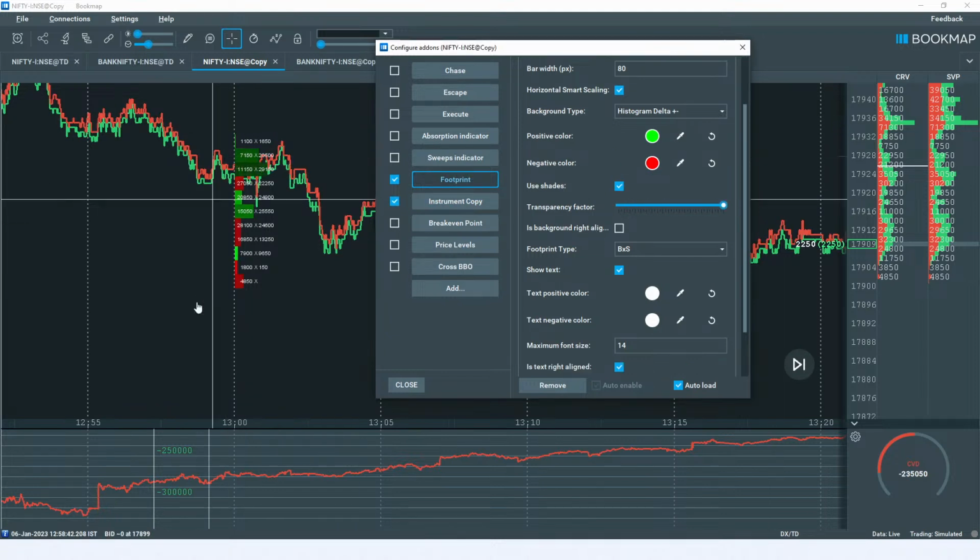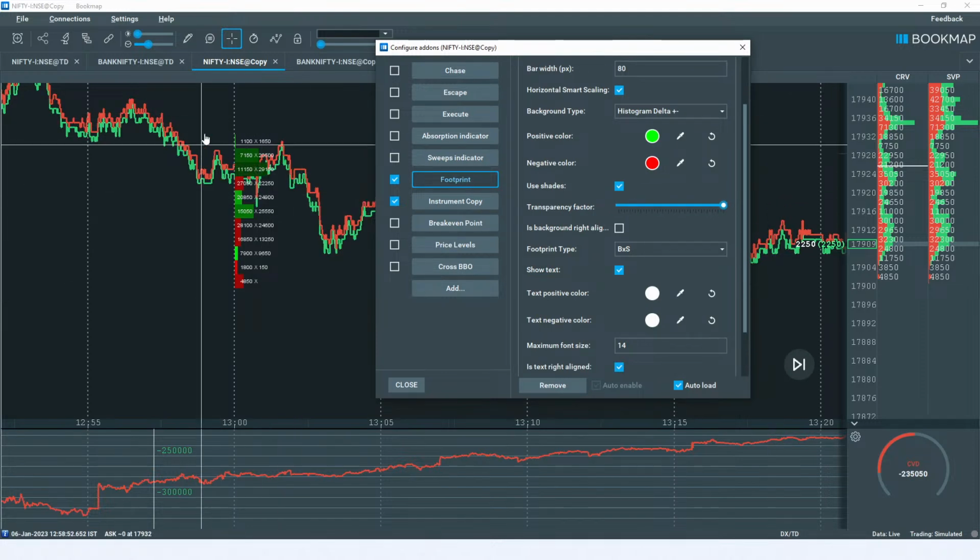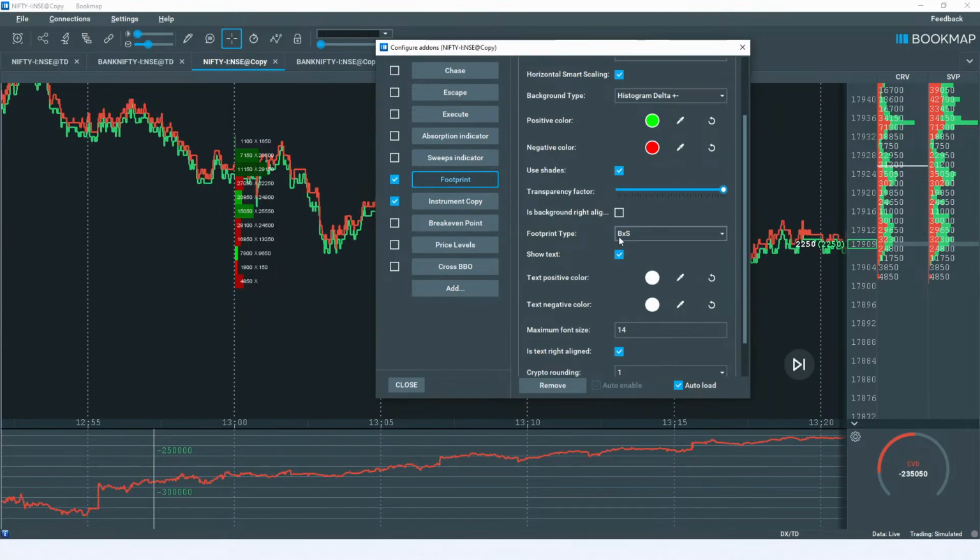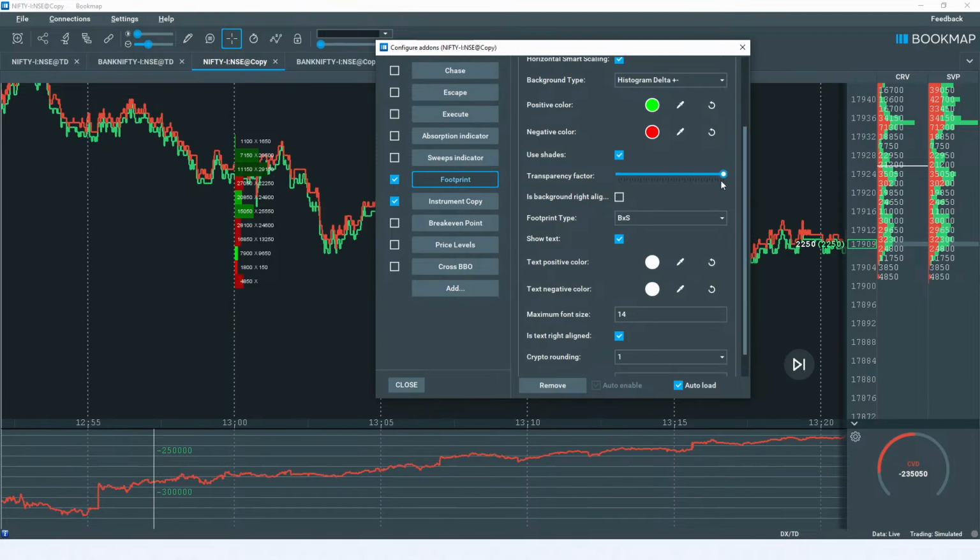Transparency you can change according to your need. The more transparency you set, the more transparent the chart will be. I am going to keep the default setting. I am not changing anything.